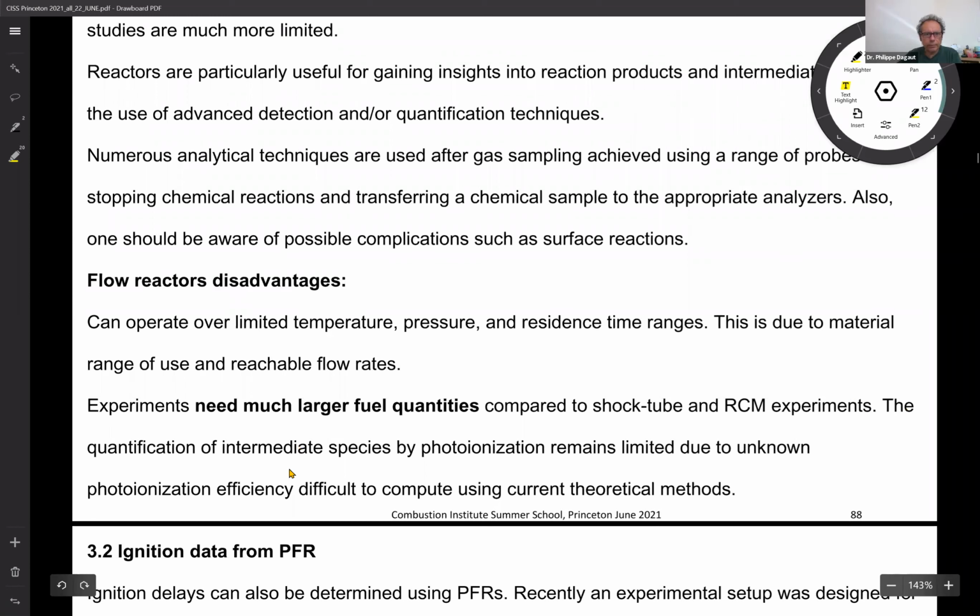The quantification of intermediate species by photoionization remains limited due to unknown photoionization efficiency, which is particularly difficult to compute using current theoretical methods, especially when you are dealing with large species.